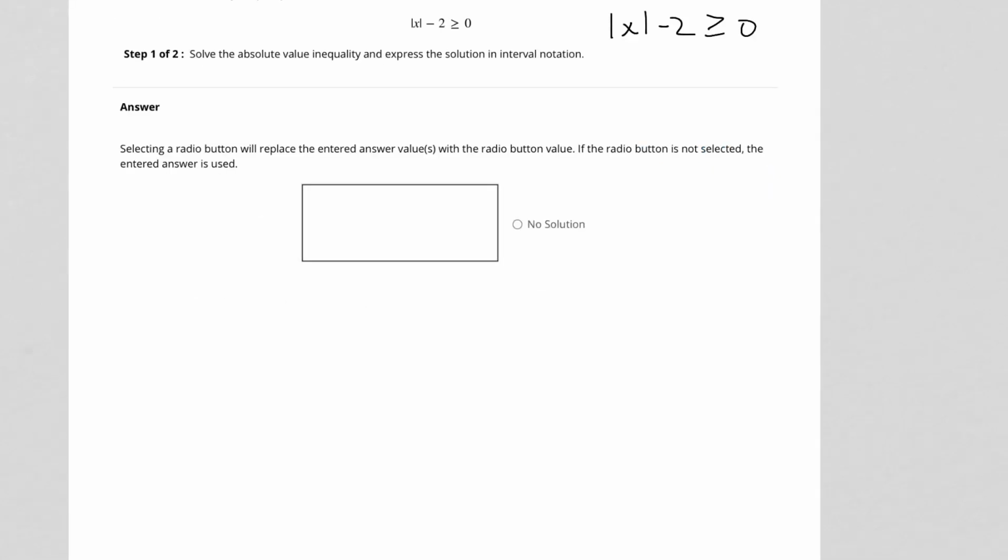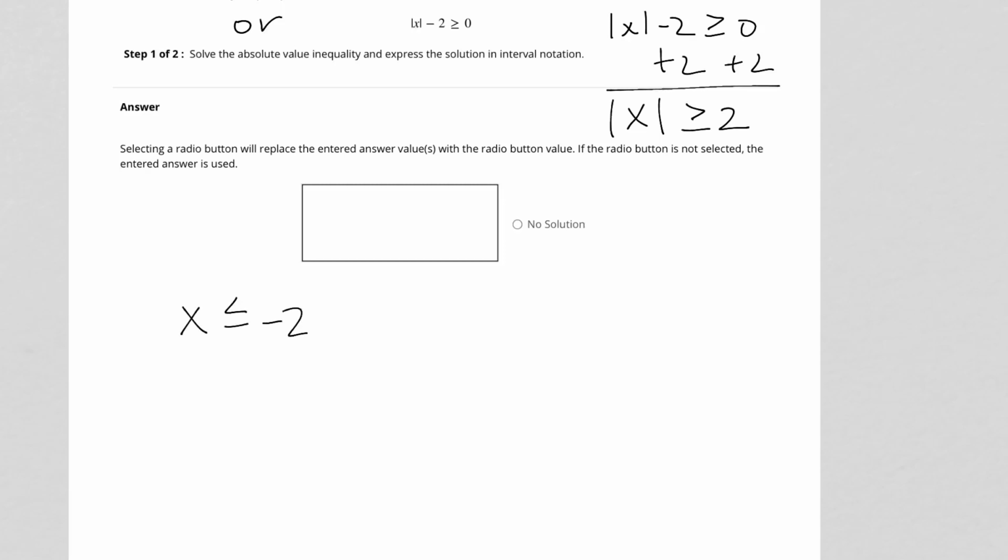This time we are considering the absolute value of x minus 2 greater than or equal to 0. So this is an or. I need to put it in standard form, which means I'm going to add 2 to both sides. That gives me the absolute value of x is greater than or equal to 2. Since it's an or, the two equations I'm going to solve will be x less than or equal to negative 2, x greater than or equal to 2, because it's an or.